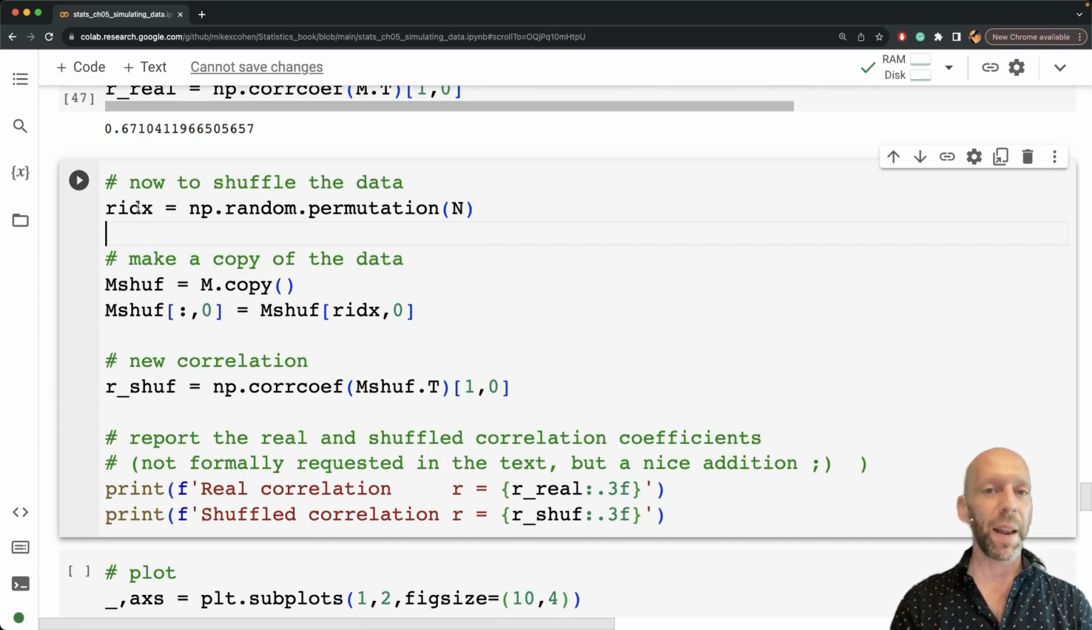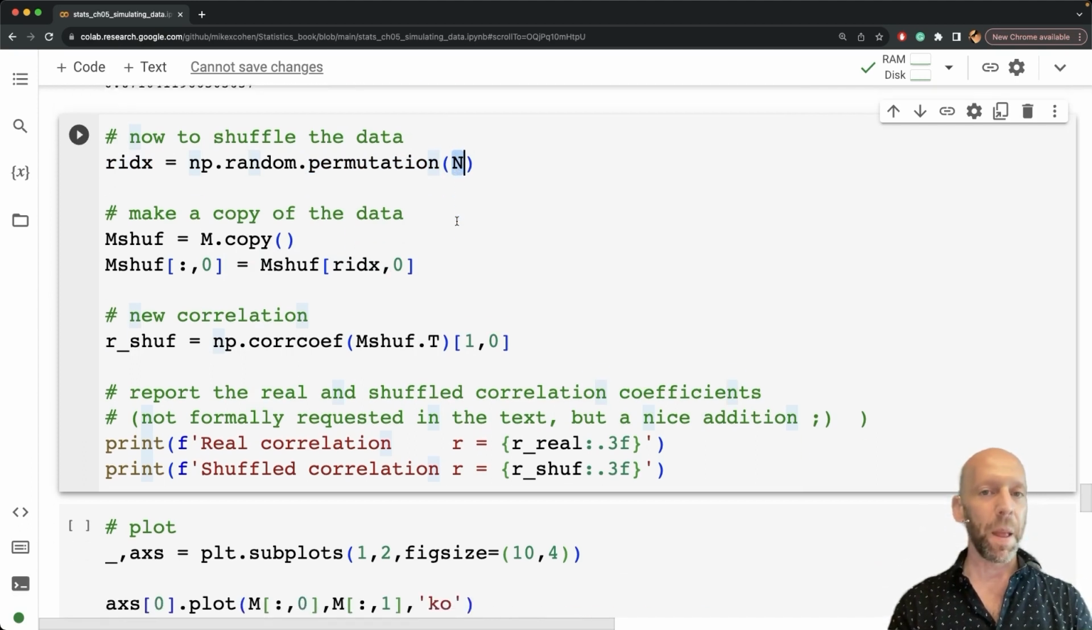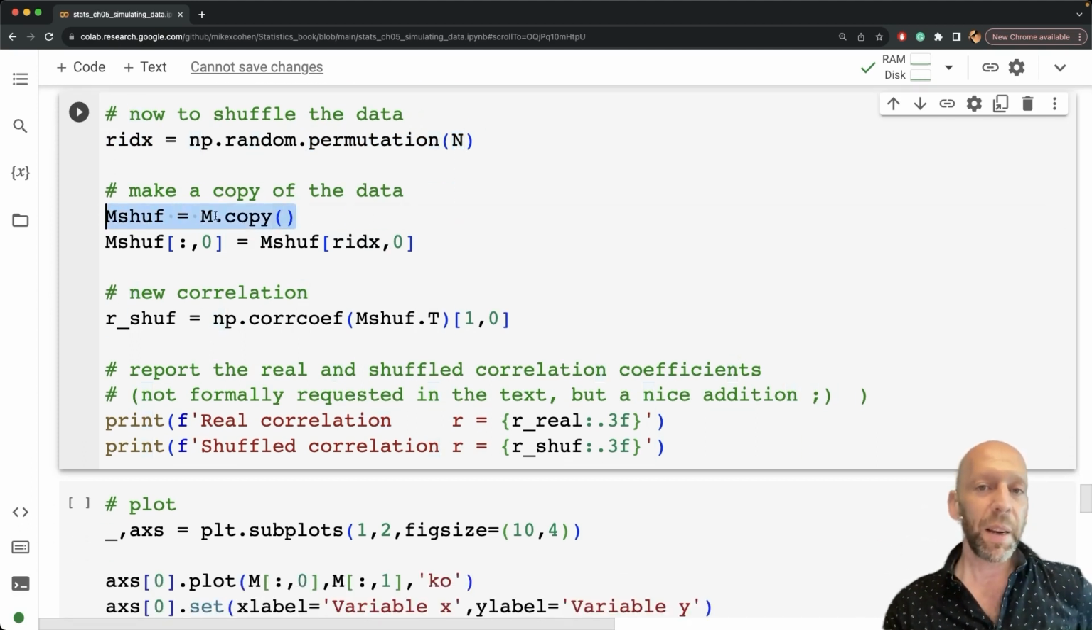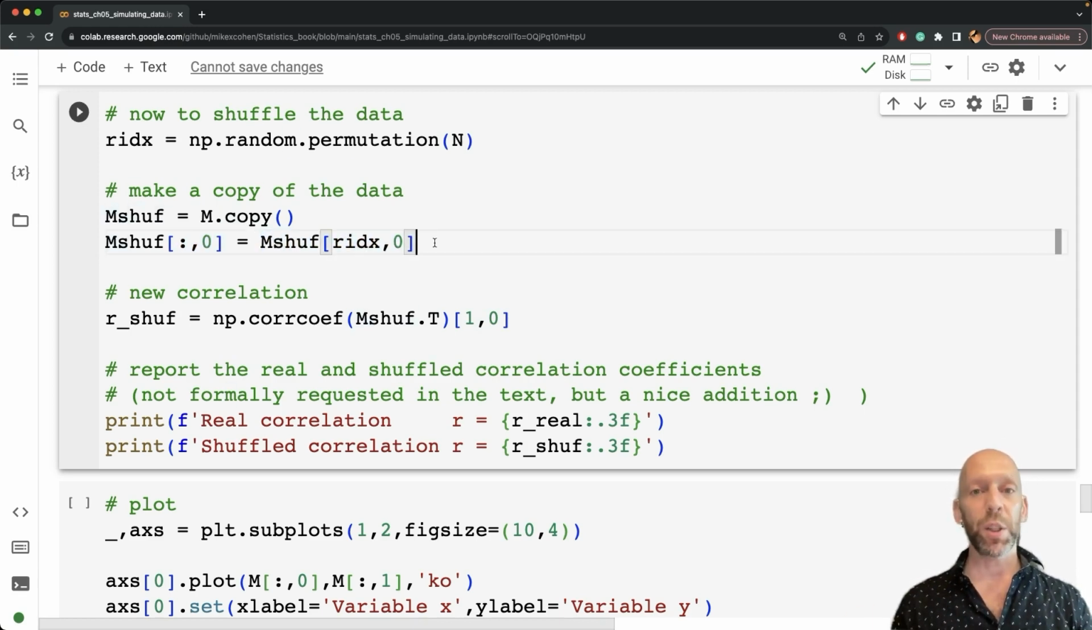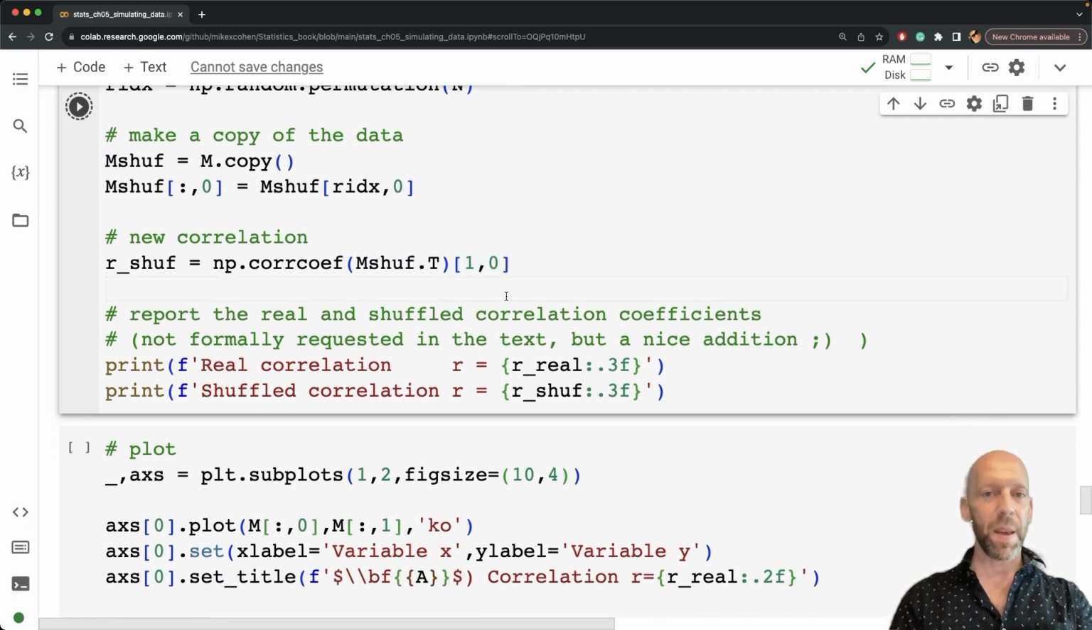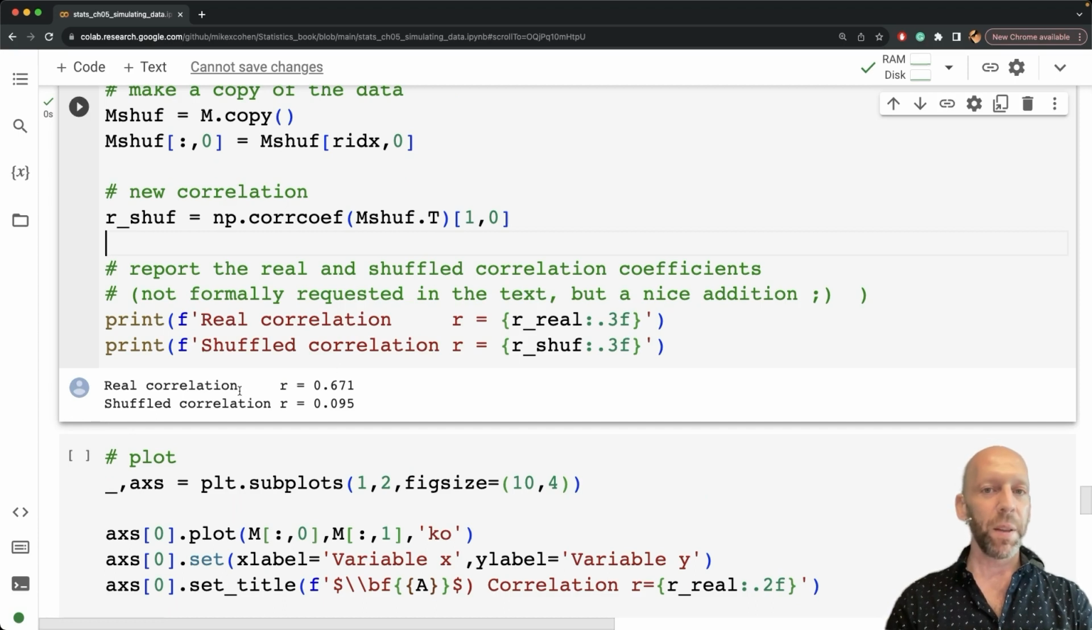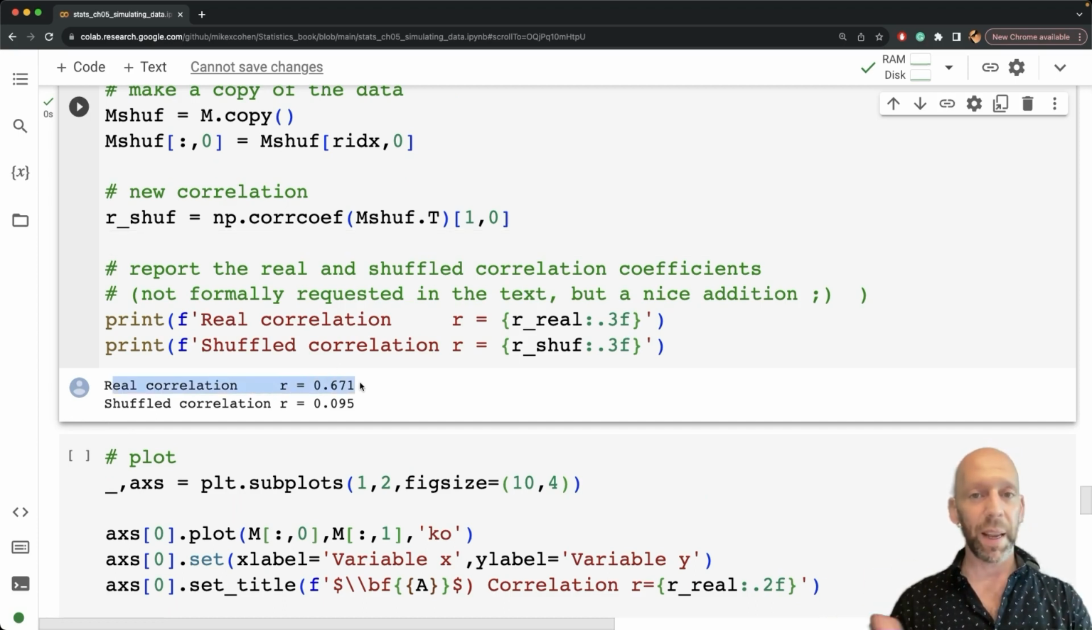Okay, so now for the permutation testing. I'm going to get a random number index. These are random indices by permuting n, so the numbers 0 through 99. Here I'm making a copy of the original data so we don't change the original data. And now here, notice I'm only changing the first column. We could call this variable x. I'm not changing the second column. And then I'm computing the correlation coefficient again, and again we're only saving one of those off-diagonal elements. Okay, and then we can run this code here. So we find that the real correlation without shuffling the data is 0.671, and the shuffled correlation is 0.095.